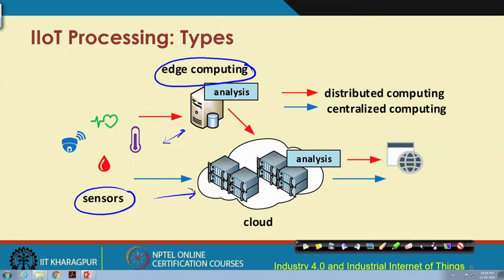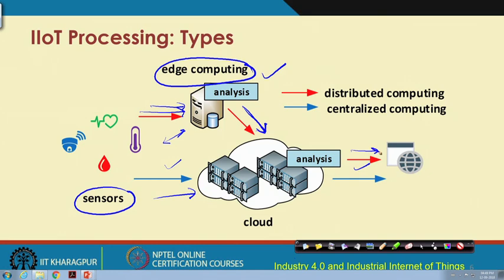It is also possible that some part of the data will be processed at the edge over here, and the rest of the processing would be done at the cloud. So, this is the flow of distributed processing or distributed computing. The red colored arrow shows it, and the centralized processing pathway is shown through the blue colored arrow. So, this is basically the centralized processing, and this one is the pathway for the distributed processing of the data.